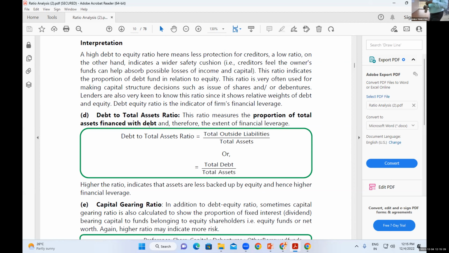What is the standard here? How can you decide the standard? Total debt is 5 rupees, total asset is 10 rupees. What's the ratio? 0.5:1. So the lesser the ratio, the better the safety. Lesser the ratio, better the safety.